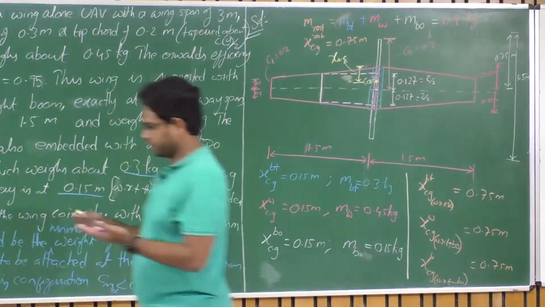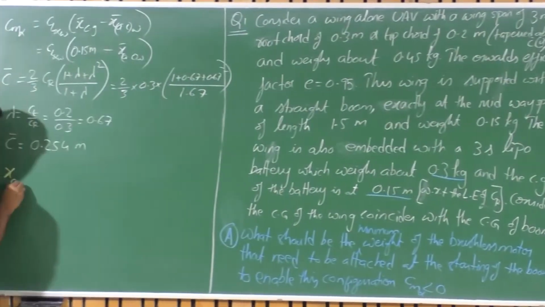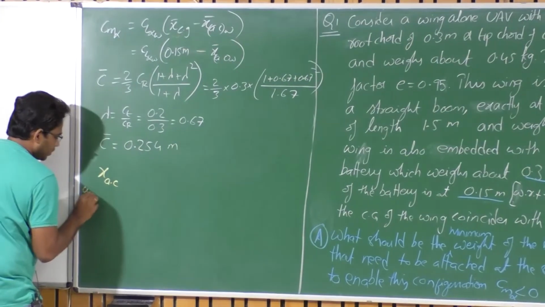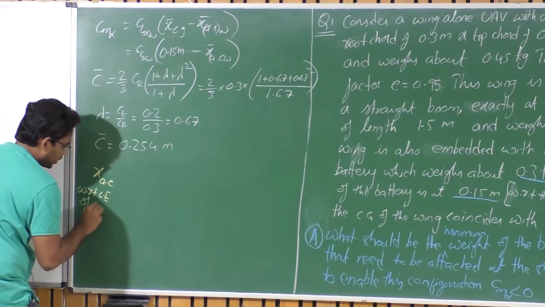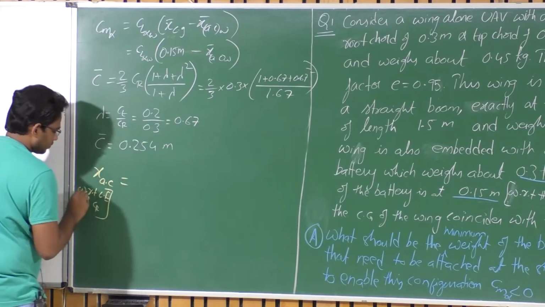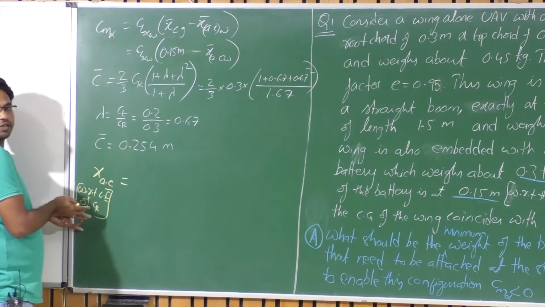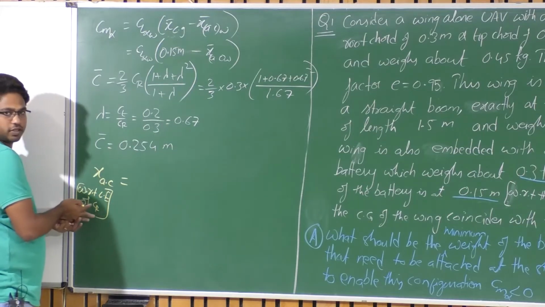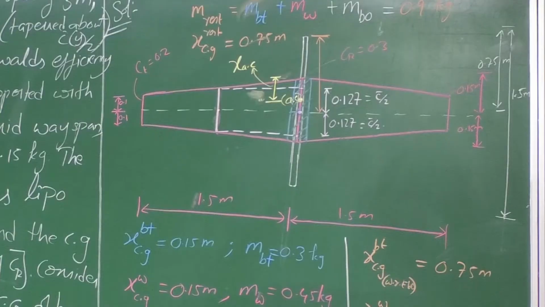So X bar or XAC, the aerodynamic center, with respect to the leading edge of CR, is equal to... By default we always consider it with respect to the leading edge, but here there is a need for us to talk with respect to the leading edge of the boom as well.